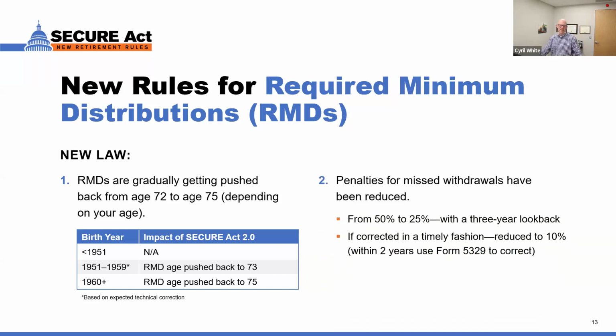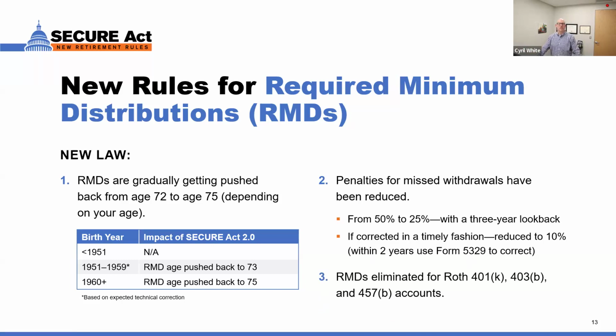The other thing that they did was that they reduced the penalties for missed withdrawals from 50% down to 25% with a 3-year look back. And if you correct the mistake in a timely fashion, within 2 years, the penalty's only 10% as opposed to 25%. And you would use Form 5329 to make that correction.